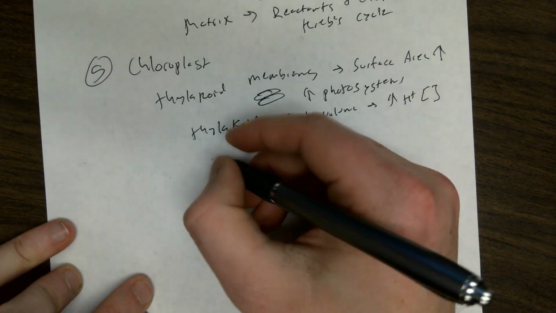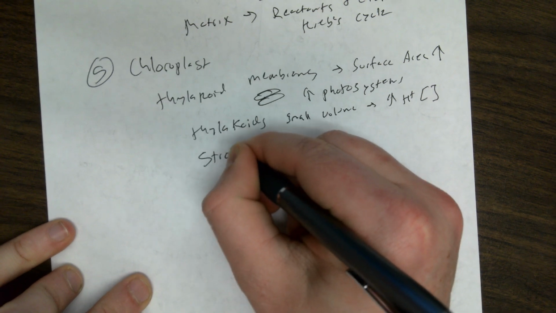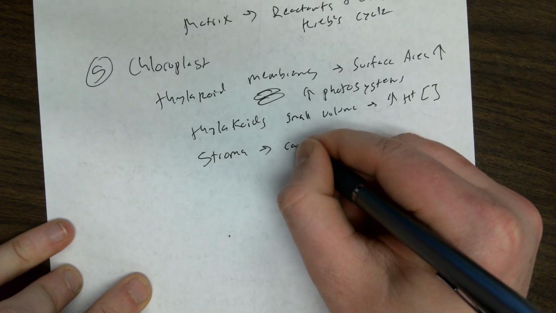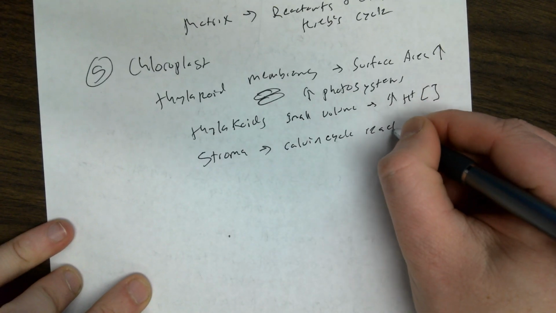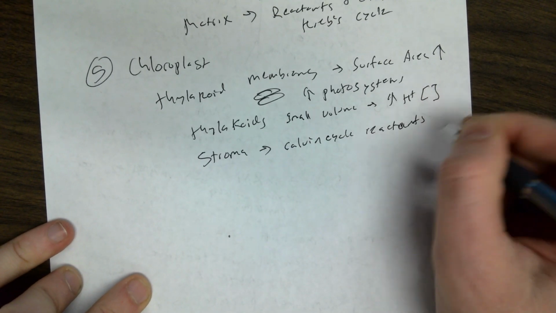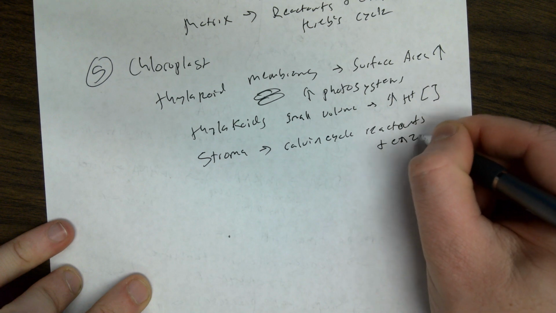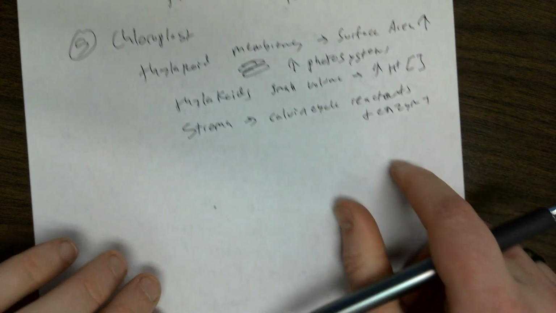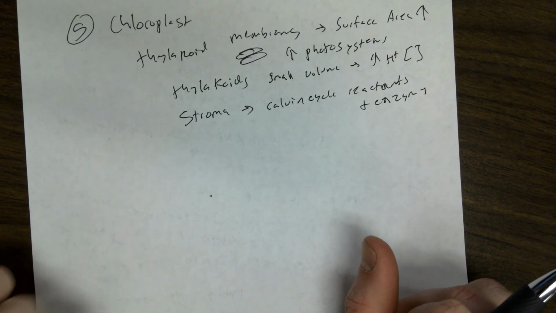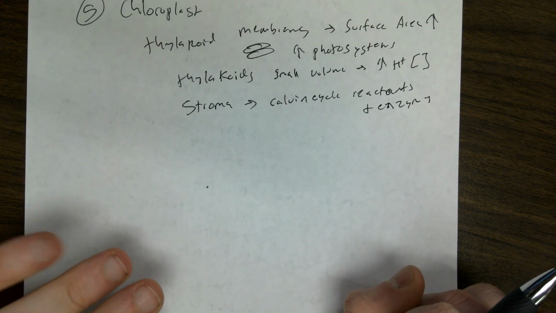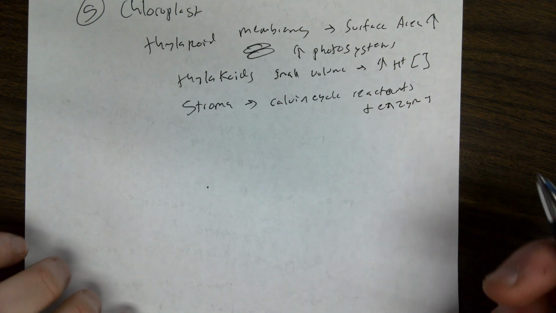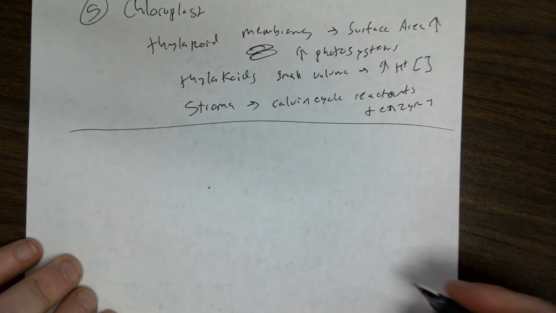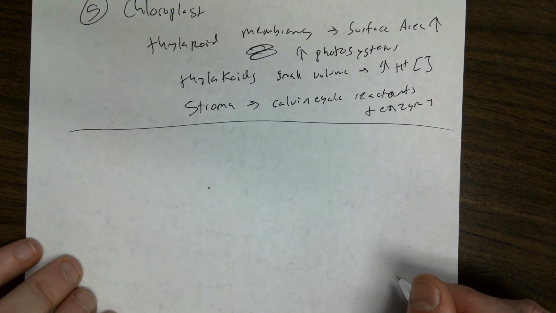And then, of course, stroma is for the Calvin cycle reactants and enzymes. Oh, I could have made it a question. Sorry. Quick pop quiz. What's the main enzyme you need to know for the Calvin cycle? 3, 2, 1. Rubisco! Nicely done. Alright, that's the chloroplast.